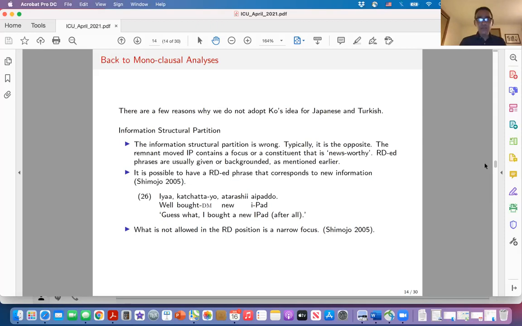In this structure, right dislocation really dispreferred the first kind of focus, the alternative-generating kind. In 26, "kachatte wa atashi, iPad," "atashi iPad" is new information because you can actually start a conversation with this sentence with your friend. But there's no clear notion of a new iPad as opposed to some alternative. So presentational or new information focus is allowed here, but contrastive or alternative-generating focus is not. In your case, "raigetsu kekkon suru n datte" would be this type of new information focus, which is in principle tolerated in right dislocation.